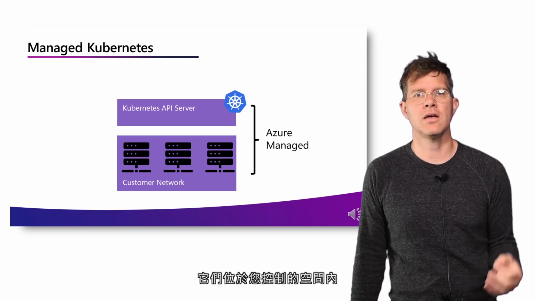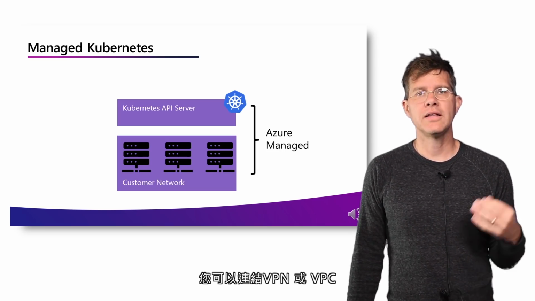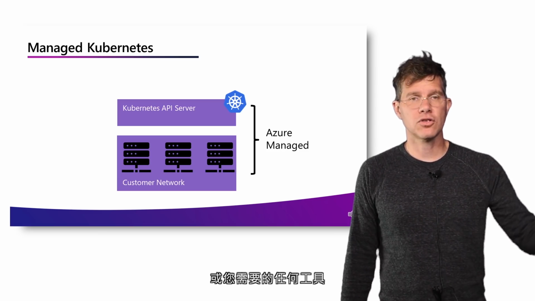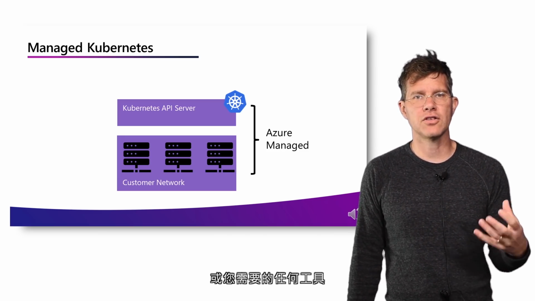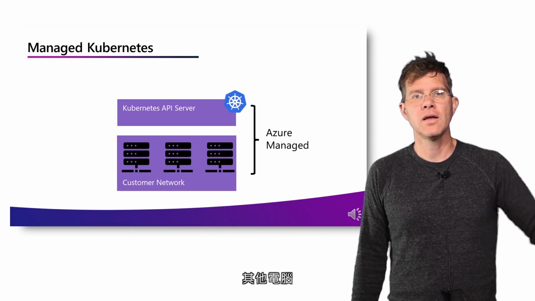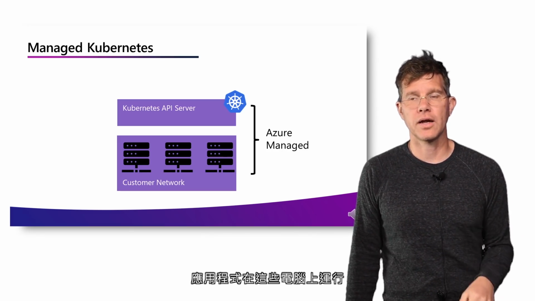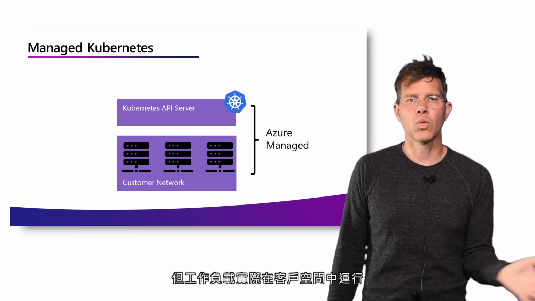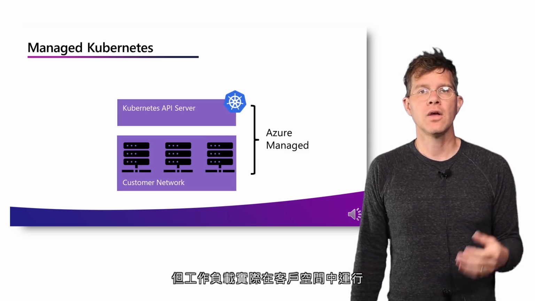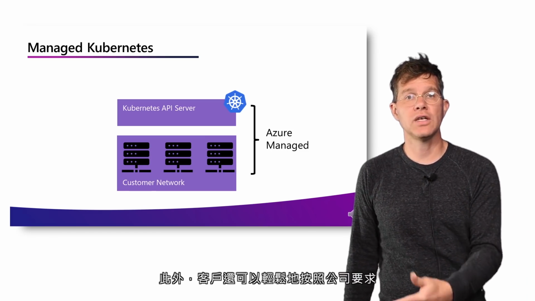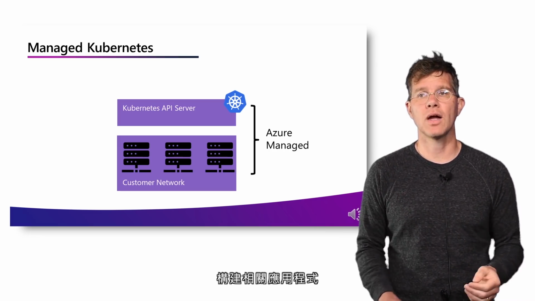They live in a space that you control and that you can link up with VPN or VPC or whatever the tooling is that you need in order to manage those computers inside the same network as the rest of your company. That's where those applications are running. And so that balance of us taking care of the API server, but the workload actually running in your space, really means that we can deliver a good management experience, but also you can easily build applications that meet the requirements of your company.